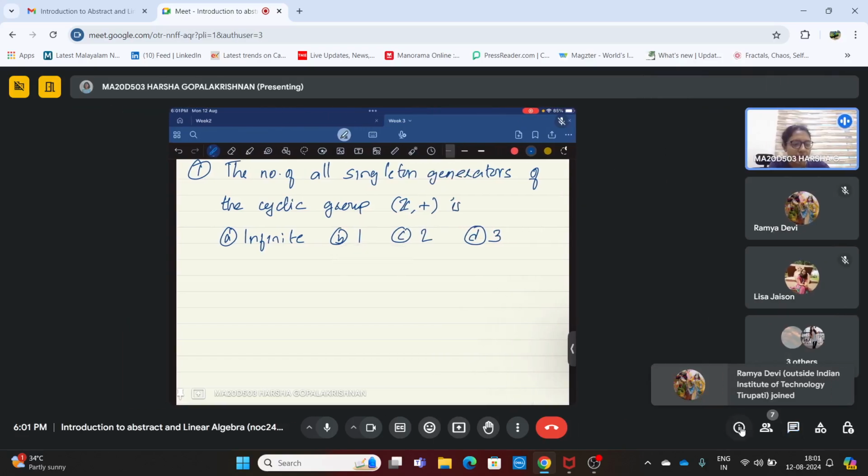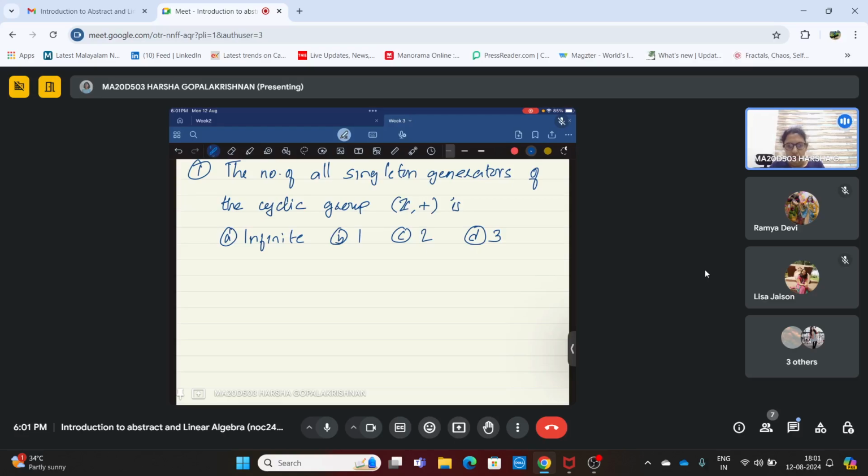Okay, so let's start today's session. It's already time. Today we will cover week 3 mostly. It includes groups and some related things like cyclic groups, subgroups and all. So we will start with one problem. In between, if you have doubts in concept, we will explain the concept also in relation to the particular question.